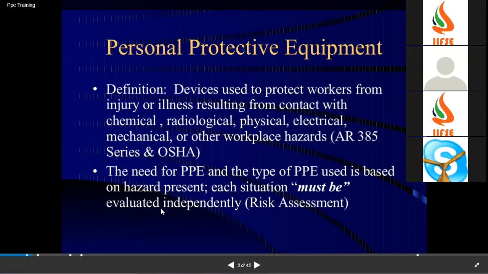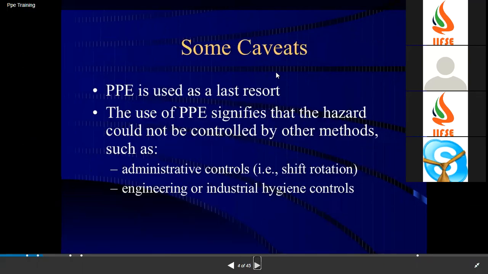Okay, fine. The need for PPE and the types of PPE used, based on the hazards present, must be evaluated independently for each situation. That's called risk assessment. Okay, that's a different thing. Some caveats. Caveat is nothing but conditions, and PPE is used as a last resort. We already discussed that PPE is used as a last resort.